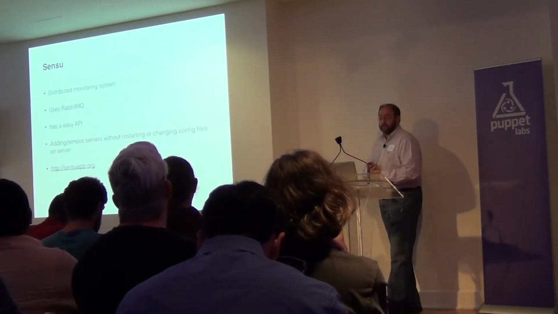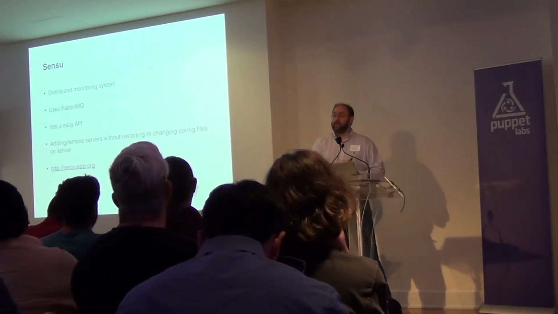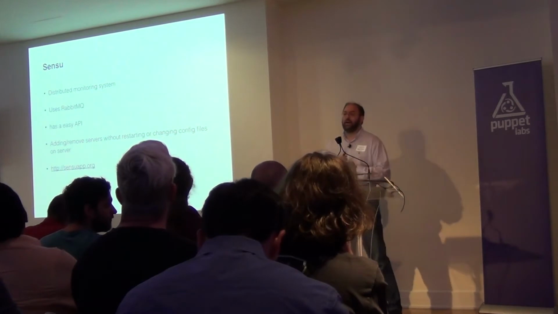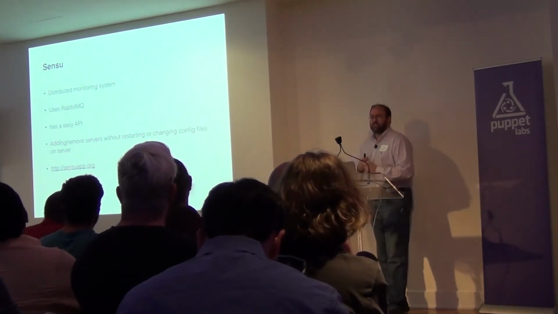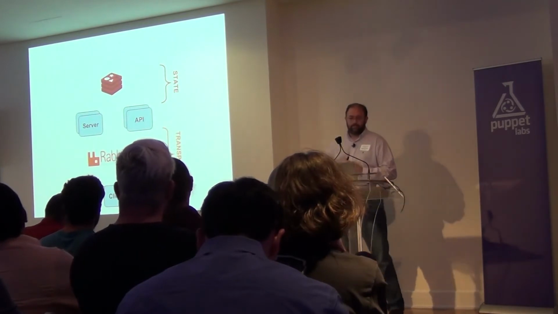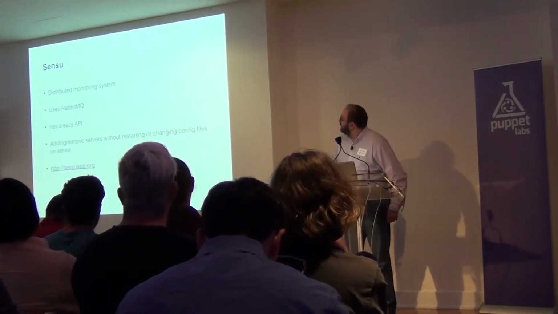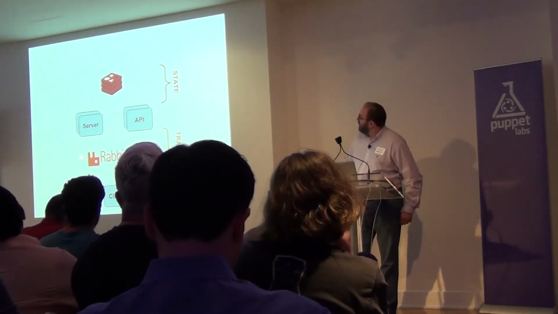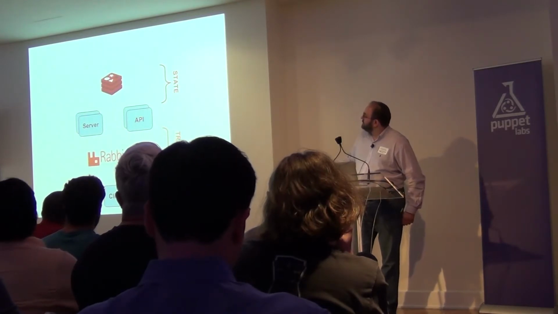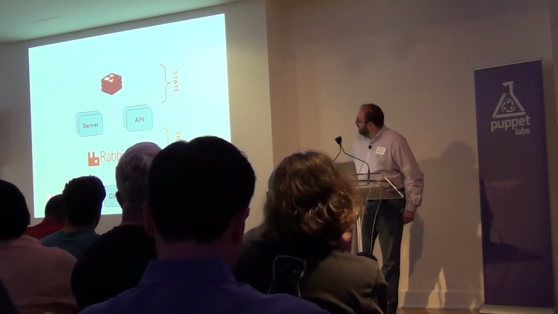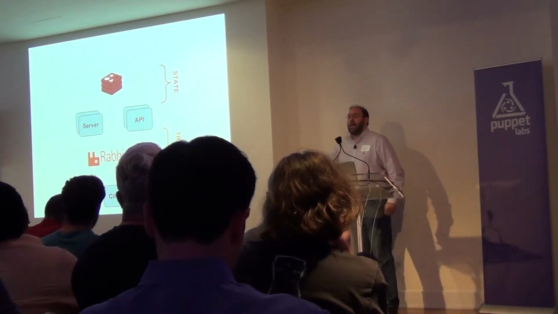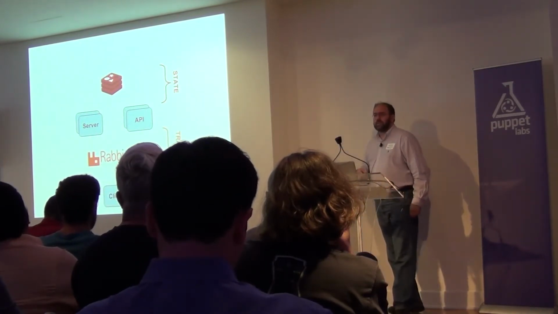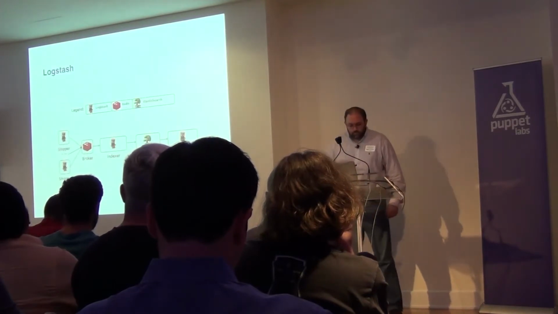Sensu, which is a distributed monitoring system. It uses RabbitMQ, has a really nice, easy API, and allows you to add and remove servers without restarting or changing config files on the server. It publishes checks to RabbitMQ. So you have multiple servers you can run. They all talk to Rabbit, and they store their state in the Redis database, and the APIs are here. So you actually have clients over here, all which talk to Rabbit, and then the servers talk to Rabbit and publish checks. You'll see some more of this stuff later on. I'm just going to go high level with this.